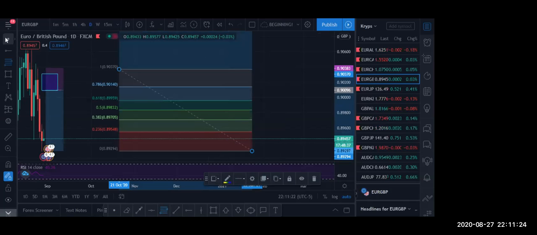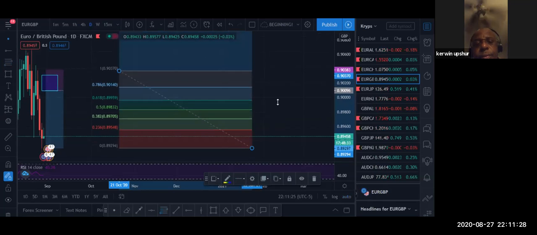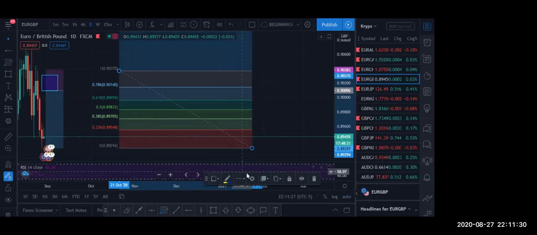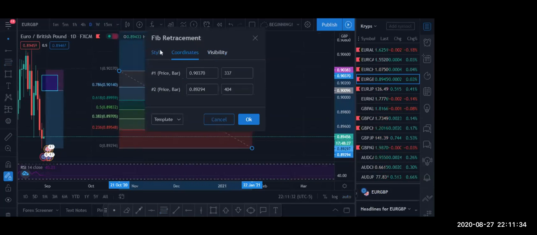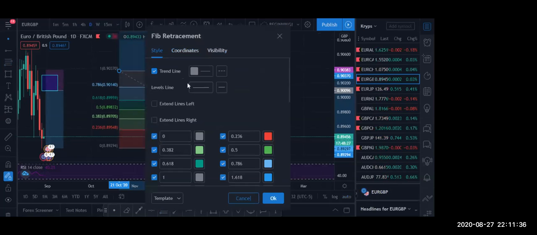Okay, this is how it's actually going to look when you draw out the field, and this is not how we pretty much use it. So you can go to the settings, coordinates. No. Okay, so style. You'll go to style.